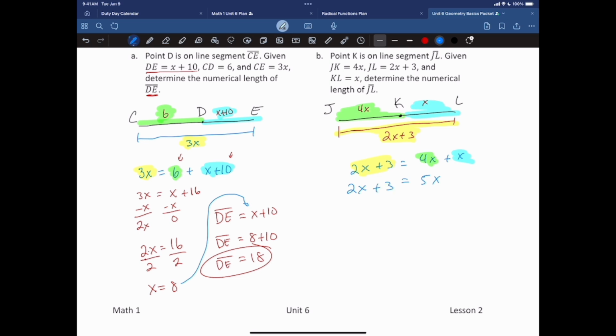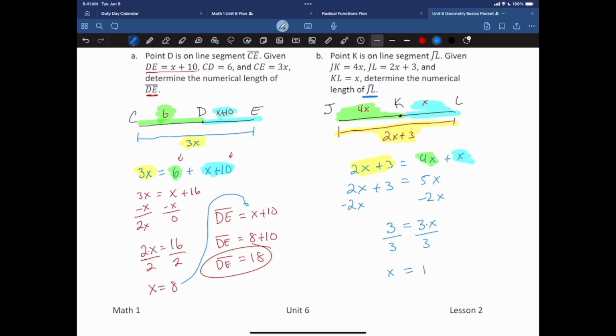Again, we have 2 x's, we need to move one of the x's, so I'm going to subtract 2x from both sides. So we have 3 equals 3x. This is saying 3 times x, so to undo that, we're going to go ahead and divide by 3. So we get x equals 1. That is not my answer. See, even I made that mistake. I'm going a little too fast.